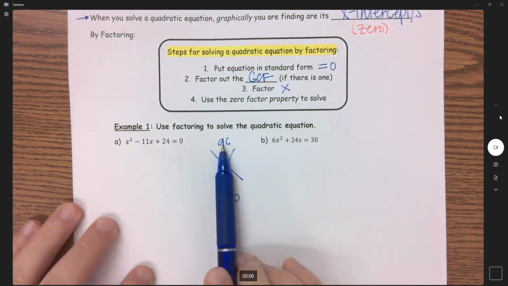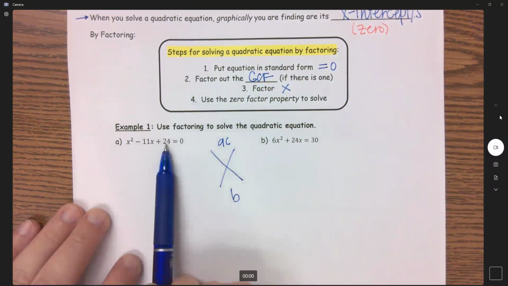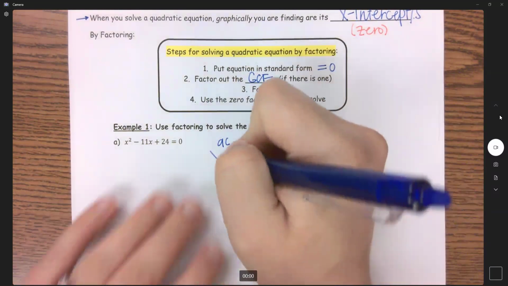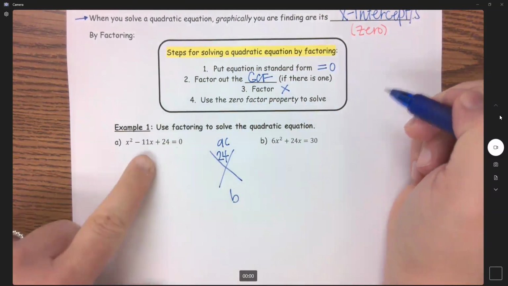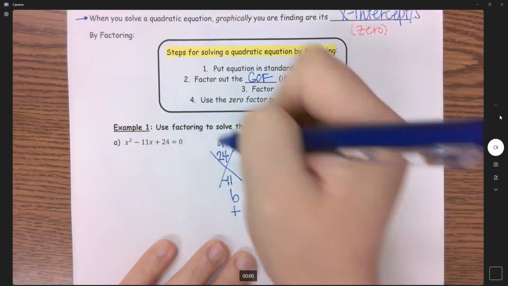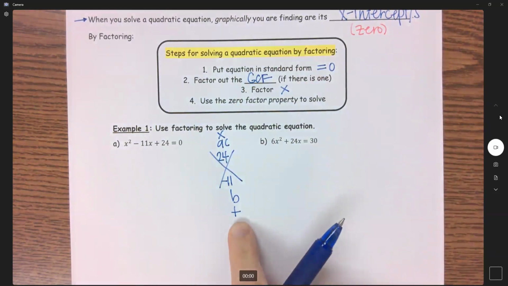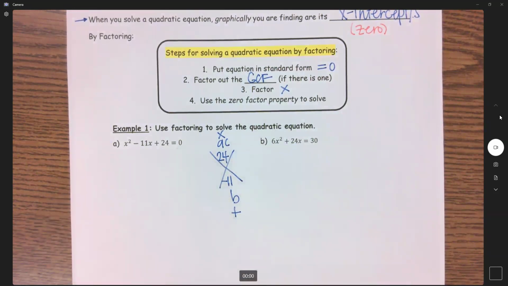The first thing I want to do is multiply together my a and my c terms. My a right here is 1, if I don't see anything, times my c term of 24. So 1 times 24 gives me 24. And I'm going to write my b term down here, which is -11. Then I want to ask myself, what two numbers, when I add them together, add up to -11, but when I multiply those same two numbers together, I get +24. If you're not good at your multiplication, this might be difficult for you to do.